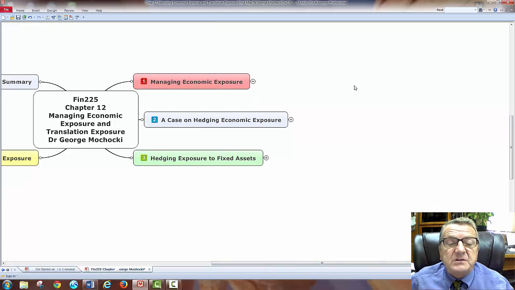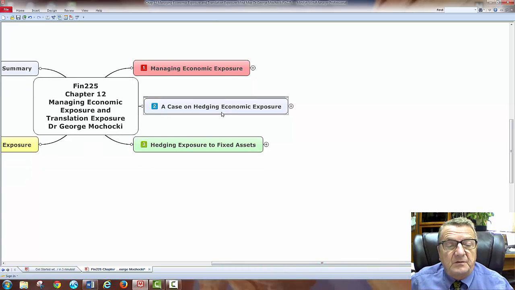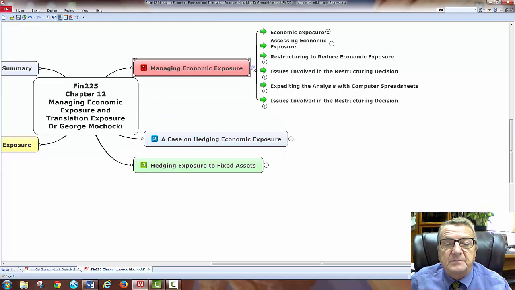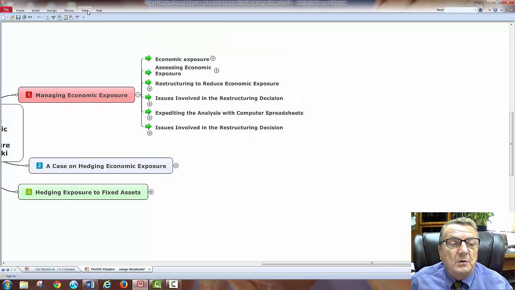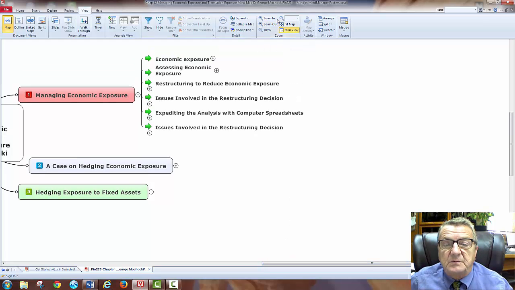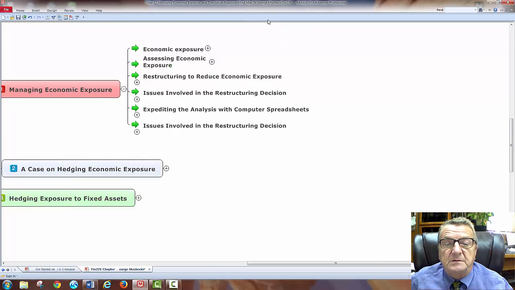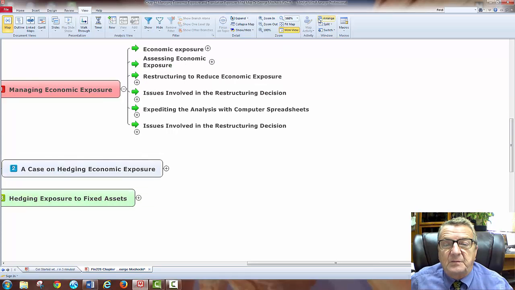Okay, so let's see. Managing economic exposure. Again, we have different colors. This one's a little shorter. This is a case you're going to be working on in a team. I'm just going to give you a quick overview in case some of you forgot your books. Hedging exposure to fixed assets. So what do we have on here? How do I manage it? These are all ways that a multinational organization would be managing their exposure. Let me make this a little bigger. Sorry, I apologize. Let's go to at least 200.